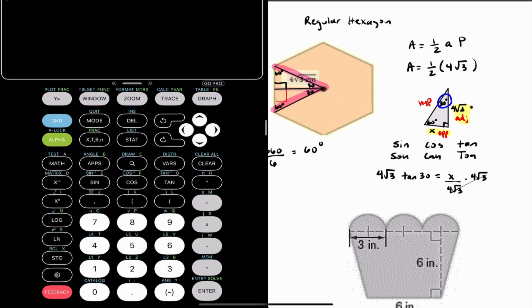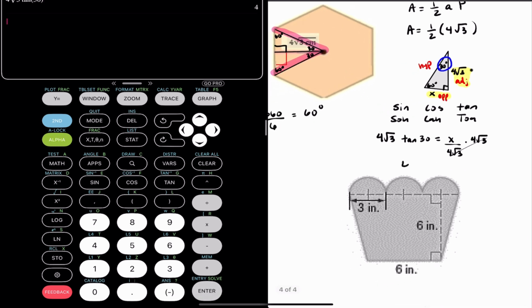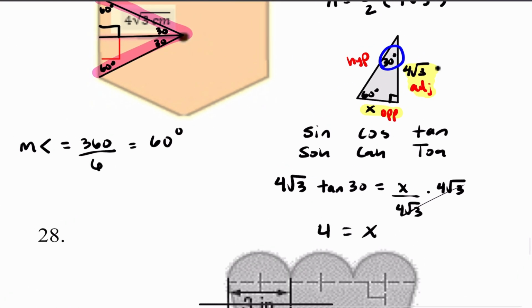And now I'm going to input 4 root 3 into my calculator. So 4 root 3 times tangent of 30. So x is 4. It's not approximately 4. X is equal to 4, as you can see. All right, so I can put the calculator away. X is equal to 4.